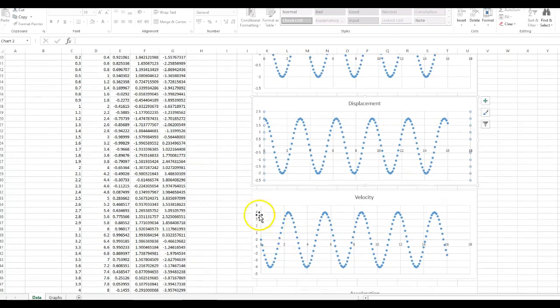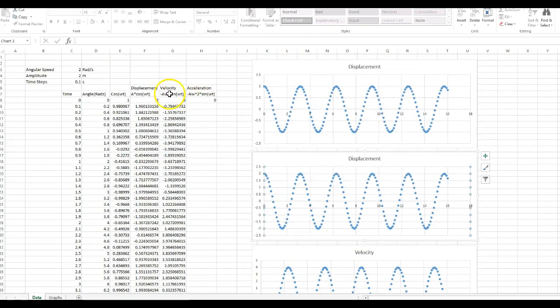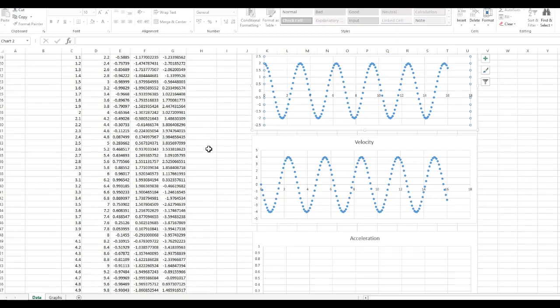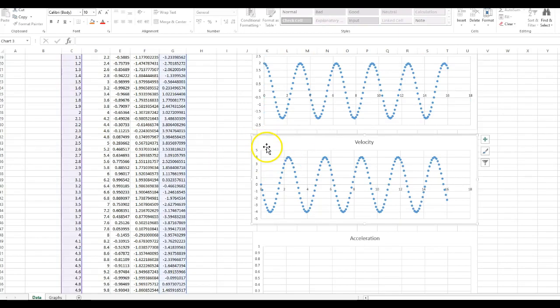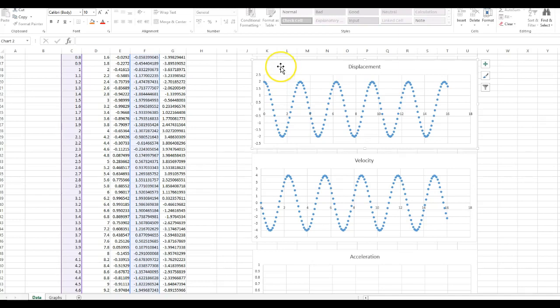Now you'll notice that the x-axis is based on the calculation where the maximum is the amplitude of the oscillation multiplied by omega, the angular speed. So here we have exactly the same situation, but the graph is out of phase on this one here by pi over 2.